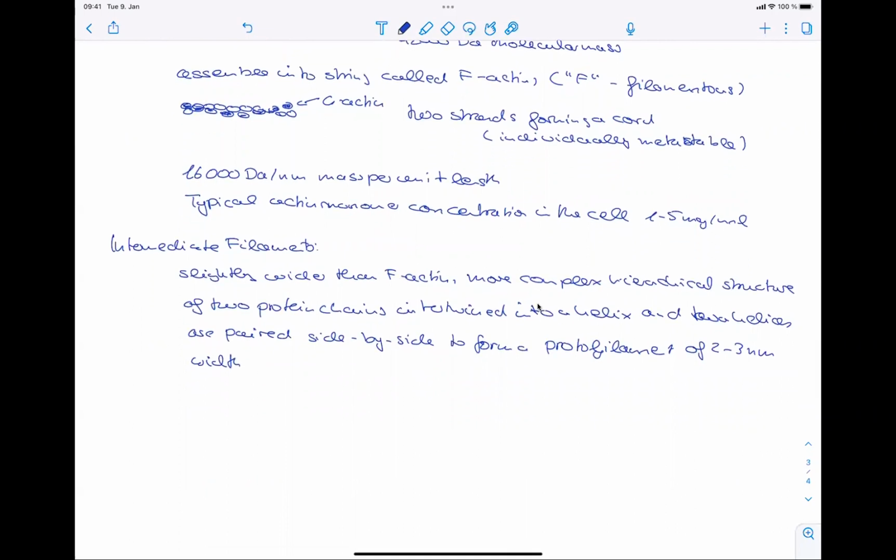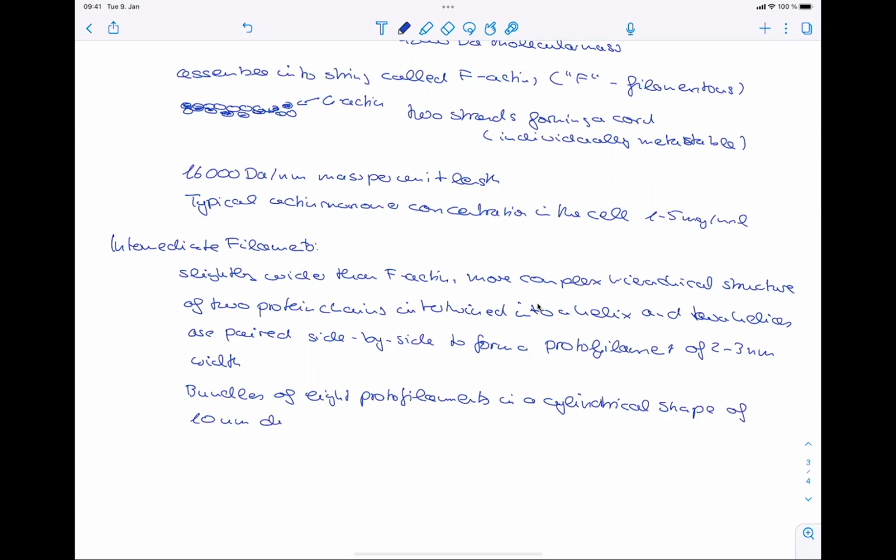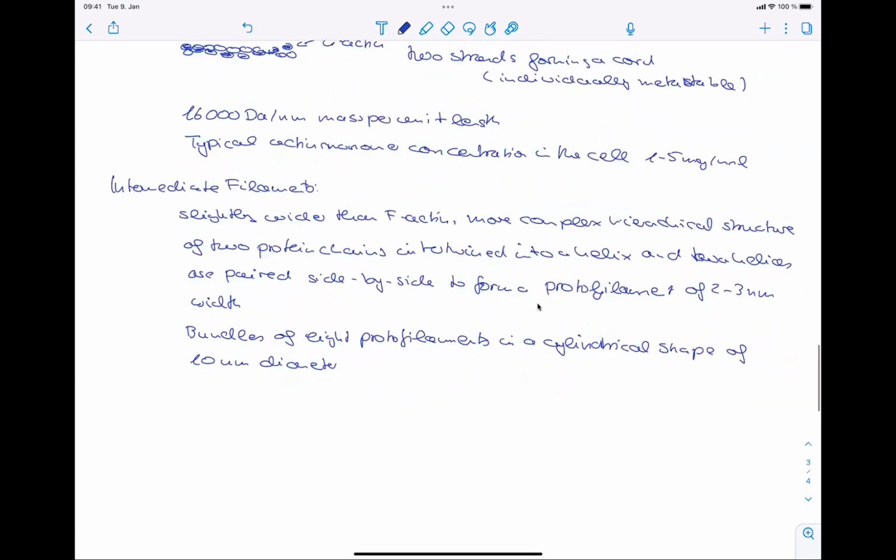And then these protofilaments themselves, talking about hierarchical structure, you have bundles of these protofilaments. Bundles of 8 protofilaments in a cylindrical shape of then 10 nanometer diameter. And then you can have 4 strand protofilament bundles, for example.